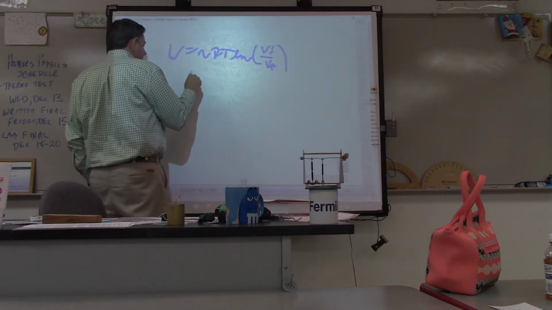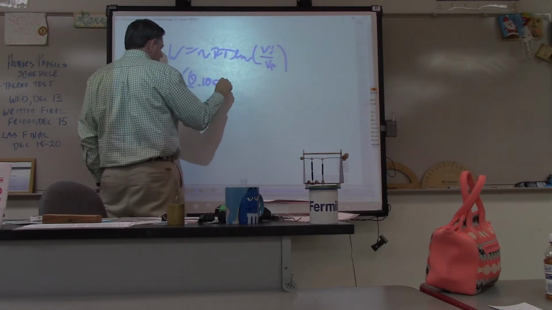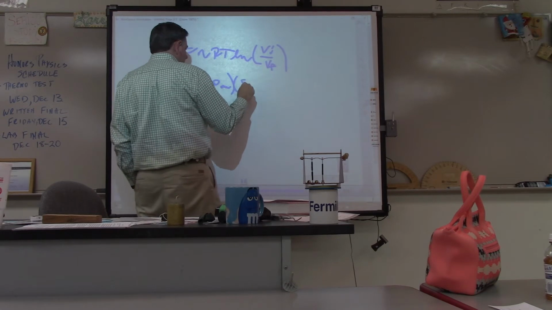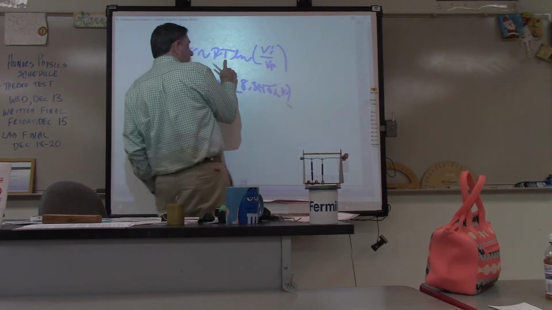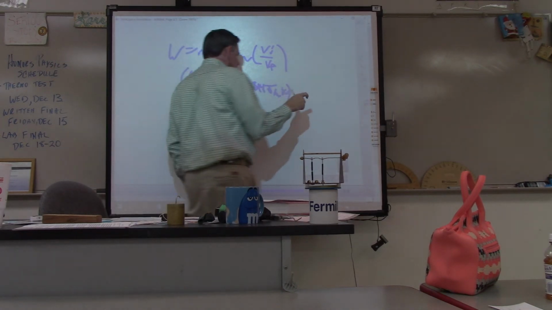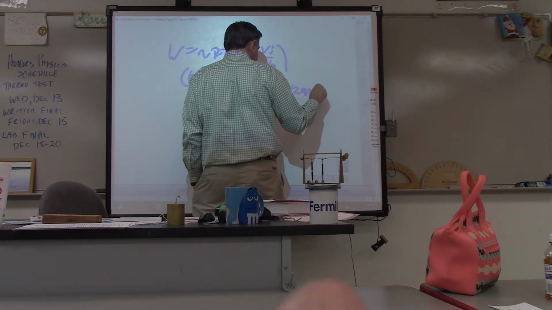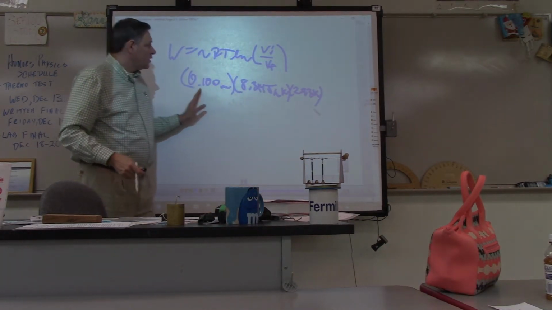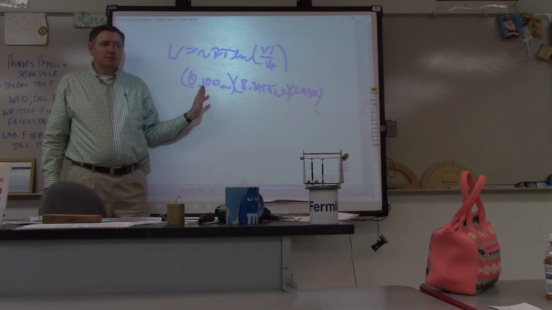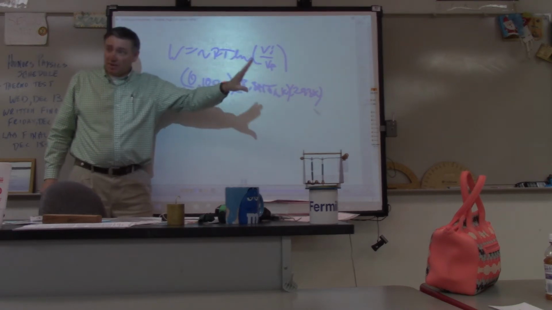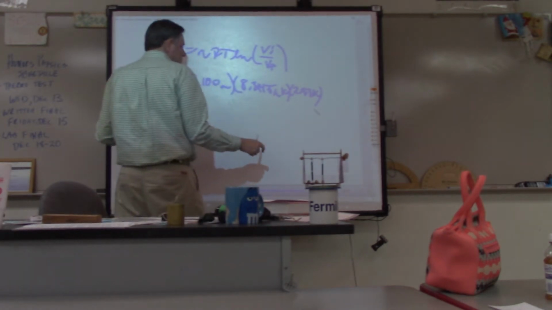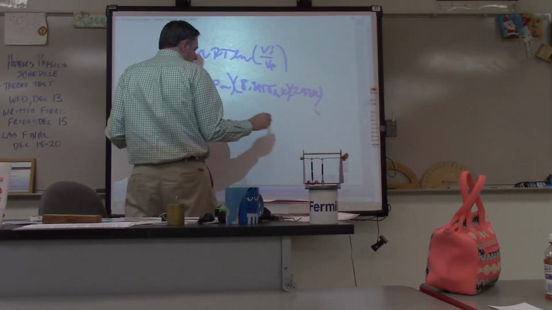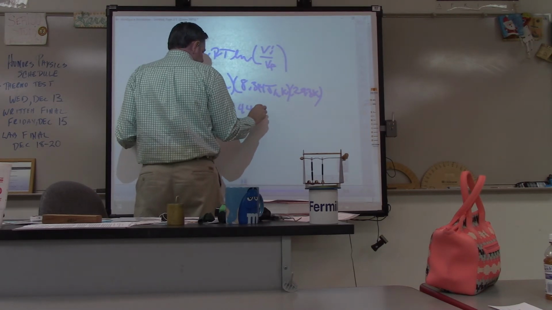So my n is 0.1 moles. I've got my R, which is 8.314 joules per mole Kelvin. Our temperature was 293 Kelvin. So at this point, what units do I have? Joules, because the moles cancel out and the kelvins cancel out, so everything here is going to be joules. So somebody take 0.1 times 8.314 times 293. 244 joules.